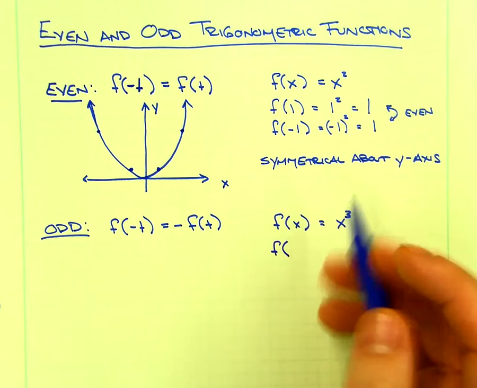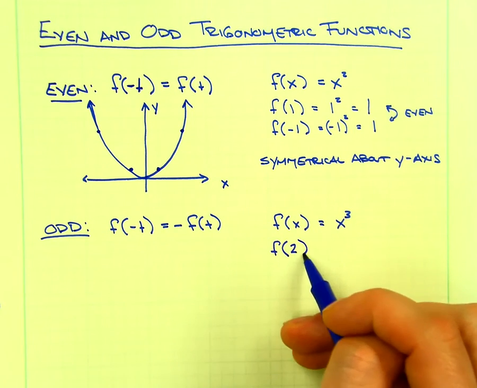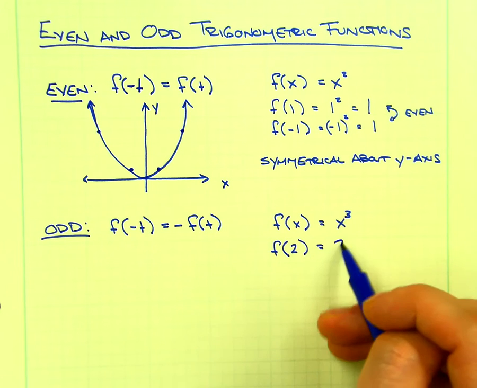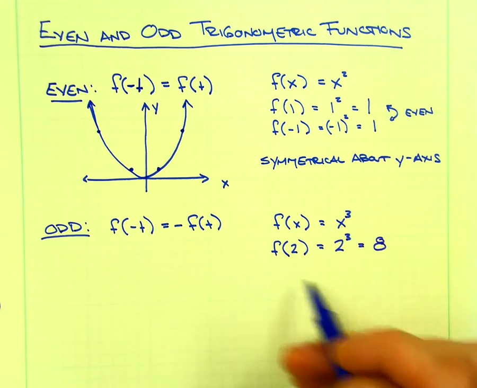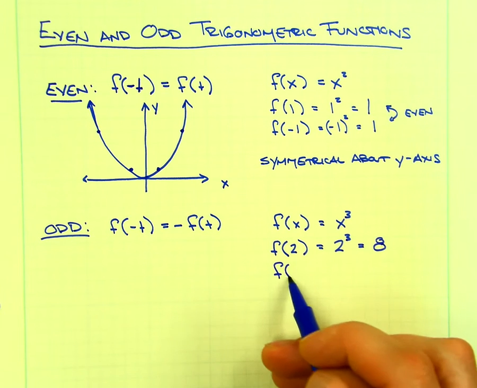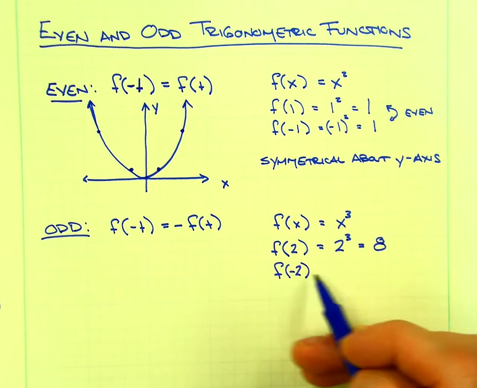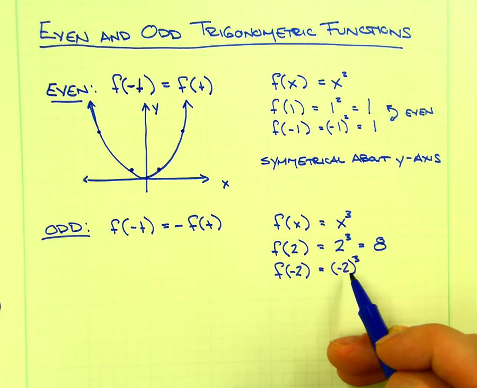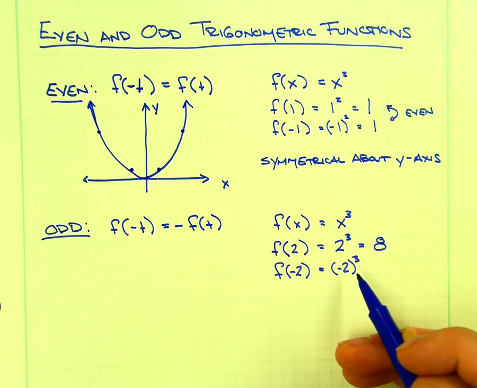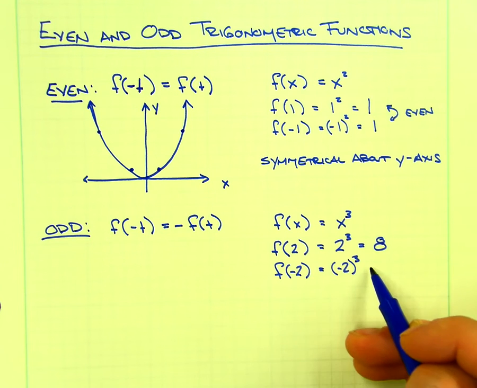So, for example, instead of 1 and negative 1, say I did 2 and negative 2. So f of 2, I get 2 cubed. 2 cubed is just equal to 8. Okay? Now I've got f of negative 2. If I plug in the negative value, then I get negative 2 cubed. Now, negative times a negative times a negative is going to be of a negative value.